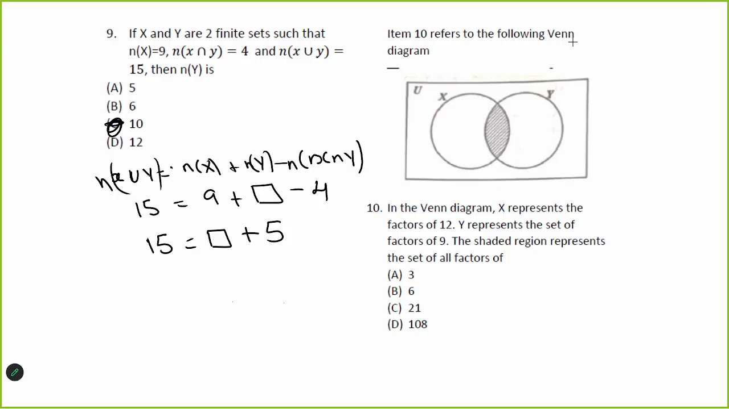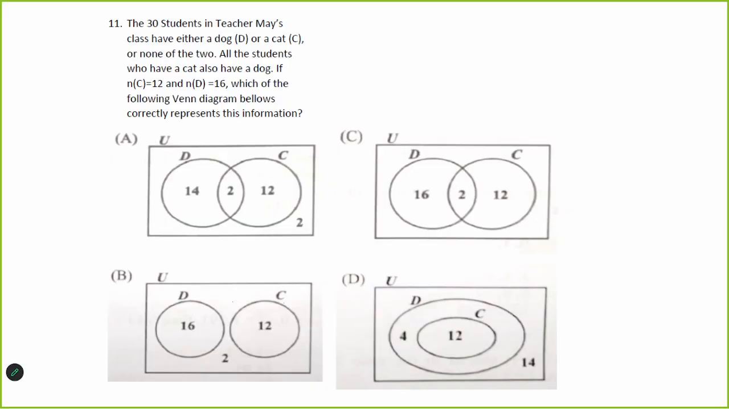Item 10 refers to the following Venn diagram. In the Venn diagram, X represents the factors of 12 and Y represents the factors of 9. The shaded region, we did this question already. Factors of 12 and factors of 9, we saw that they had 3 in common. This one you have to read carefully. The 30 students in the teacher's class either have a cat or dog or none of the two. All the students who have a cat also have a dog. So that statement would be this here. D would be the answer.